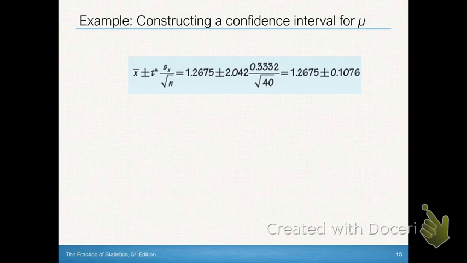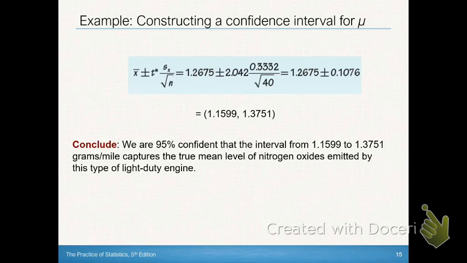So we're going to use our formula for confidence intervals for mu, our x bar plus or minus critical t times the standard deviation divided by the square root of the sample size. Plug in all of our values, and then we'll simplify as far as we can until we're doing the addition and subtraction to get our interval. So our confidence interval ranges from 1.1599 to 1.3751. And then our last step is our conclusion.